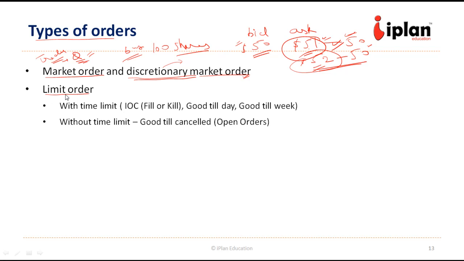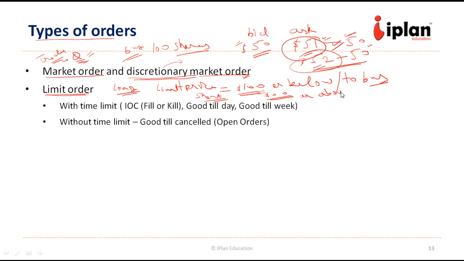Another kind of order could be a limit order. So the limit order is the price. Suppose for a long contract, say the limit price is 100, which says that the order should get executed if the price of 100 or below is available to buy. Similarly, for the short side or selling side, if the limit price is 100, it says we can sell at 100 or above 100. So that is the concept of limit order.